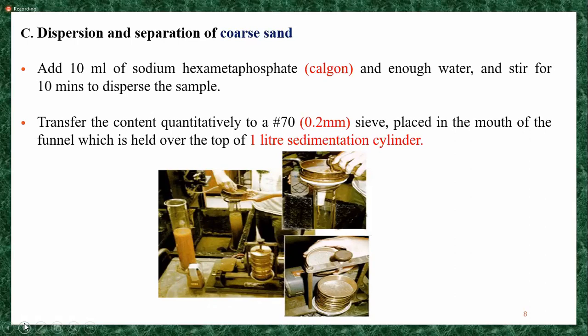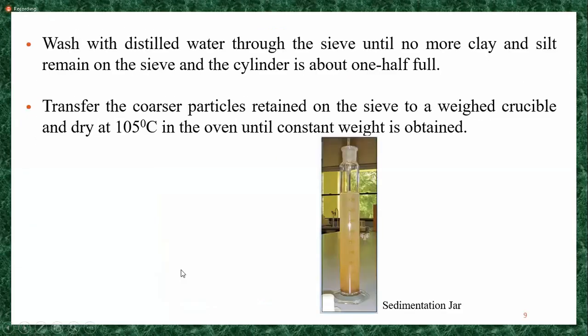The chemical name also you have to remember. So you have to add around 10 milliliter of sodium hexametaphosphate and you have to add distilled water. Okay, so in this picture you can see, this is the sedimentation jar. I will show that setup.